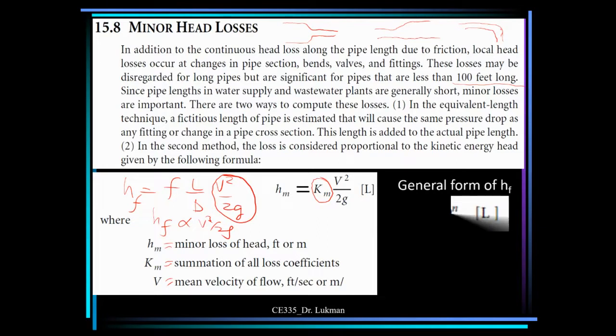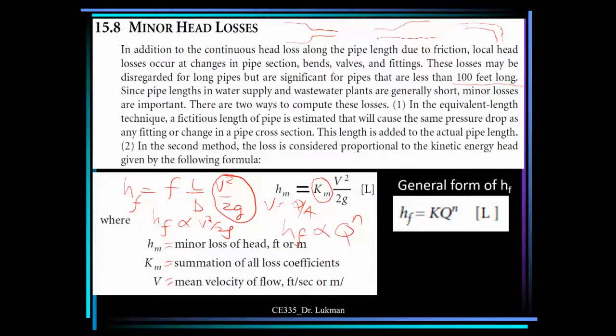So the general form of the friction head loss is that the friction head loss is proportional to V squared, isn't it? If you change V using Q over A, you can see that the friction head loss is proportional to Q to the power of N, which can be Q squared for the Darcy-Weisbach equation. So this is the general relationship: the frictional head loss is equal to KQ^N.